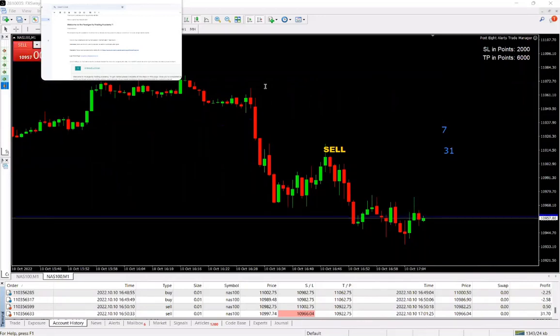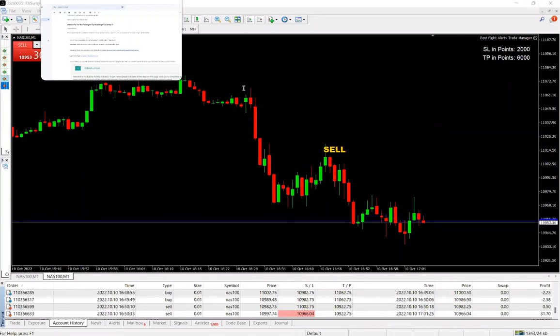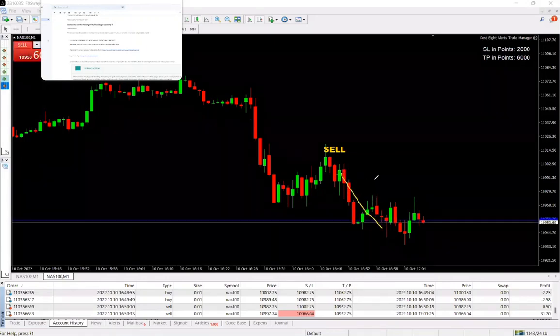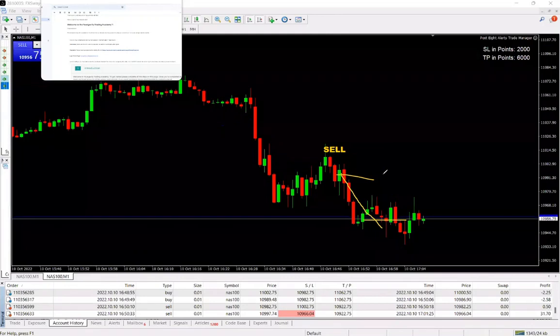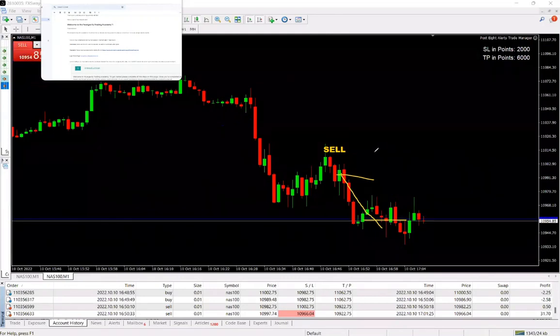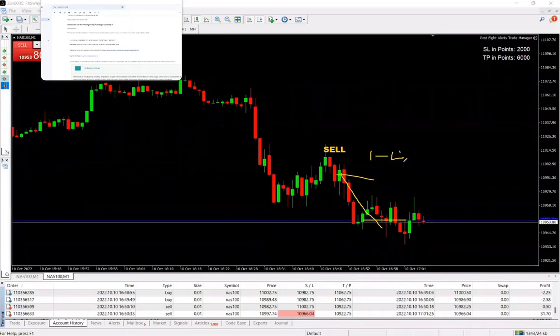I mean, it's not even a big move, right? So from here to here, this move right here was basically a 1 to 4 risk to reward.